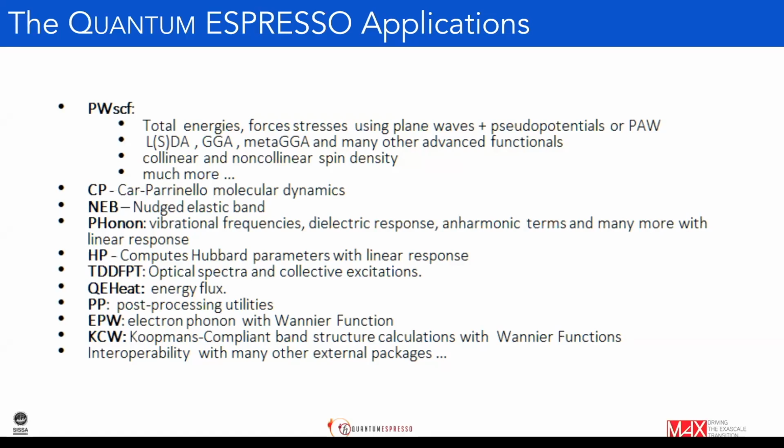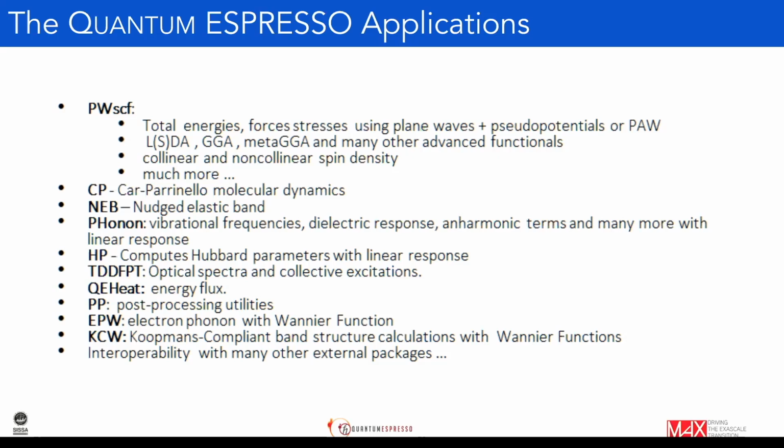There is the nudged elastic band application that performs the computation of transition paths. There is the phonon code that computes vibrational frequencies, the electric response, harmonic terms, and many other properties that are based on the derivatives of the total energy with respect to perturbations, using linear response. Another code that uses linear response is the HP code, which computes the Hubbard parameters.